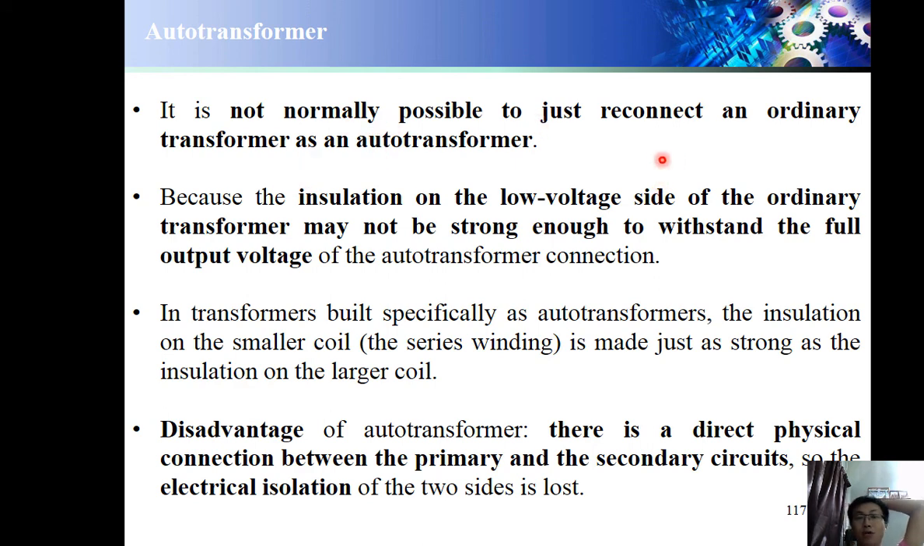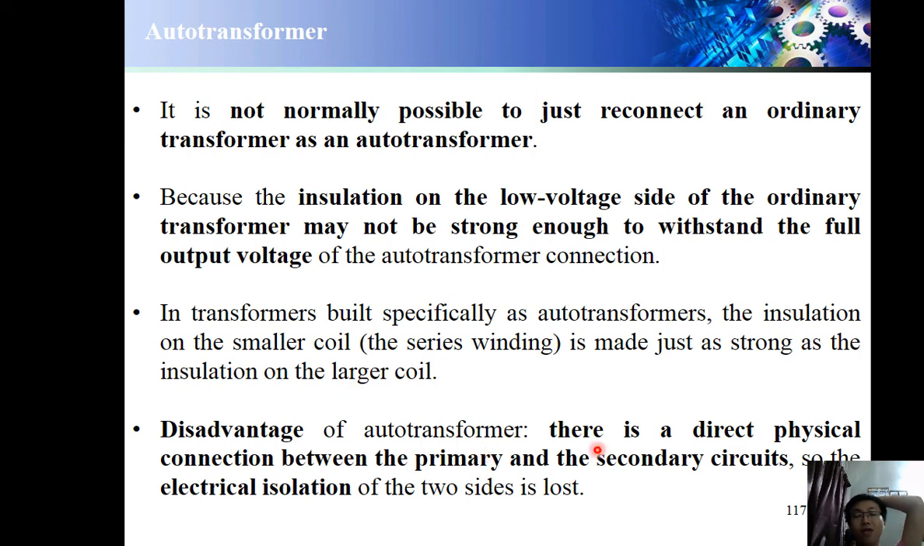So it is not normally possible to just reconnect an ordinary transformer as an auto transformer, because the insulation on the low voltage side of the ordinary transformer may not be strong enough to withstand the full voltage side. In a transformer built specifically as an auto transformer, the insulation on the smaller coil series is made just as strong as the insulation on the largest coil.